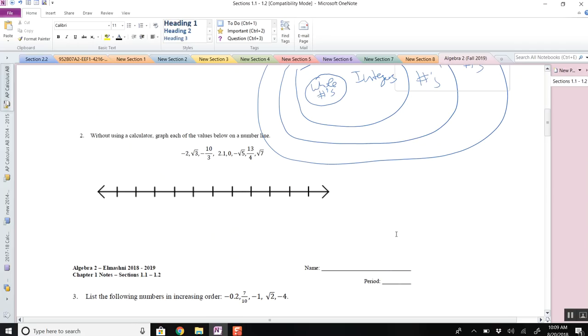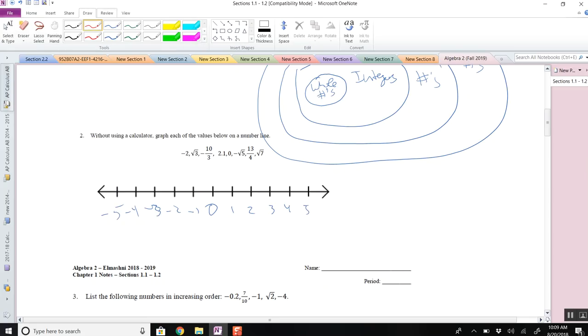Next, we're going to talk about how to rank numbers. If you're familiar with the number line, usually we like to put 0 right smack in the middle. I'll put 1, 2, 3, 4, 5, -1, -2, -3, -4, -5 for each tick mark. Let me change colors for the contrast. -2 is going to be right there. Now root 3, hopefully you can recognize root 3 is between 1 and 2.